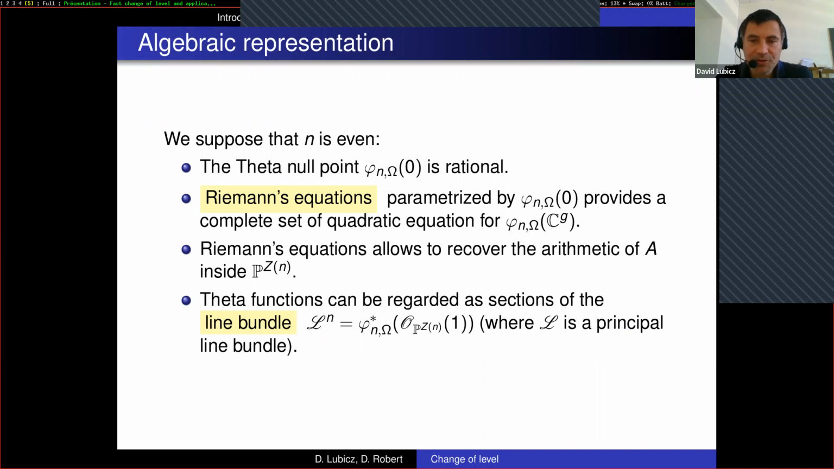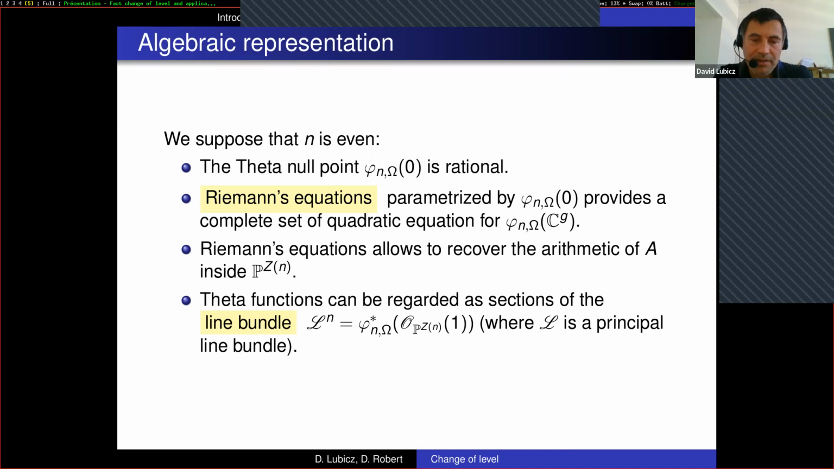by using Riemann equations, which are parameterized by this theta null point, by a result of Mumford, one obtains a complete set of quadratic equations for the projective embedding of the Abelian variety inside the projective space. And still using the Riemann equations, one can recover the arithmetic of A inside the projective space. So we have a complete description of the Abelian variety as an algebraic variety, just from the knowledge of the theta null point. It means that we have equations, and from the knowledge of two projective points, we have formulas to compute the addition of these points.